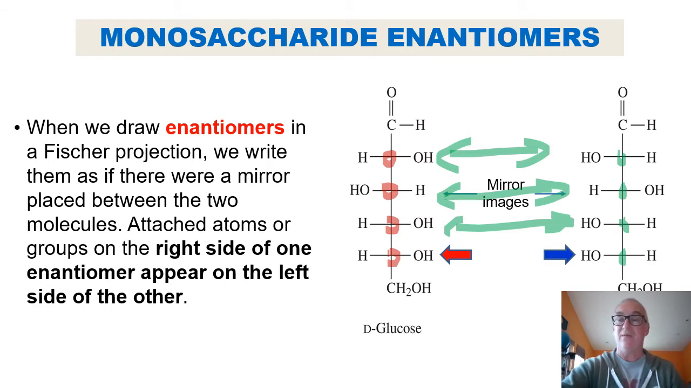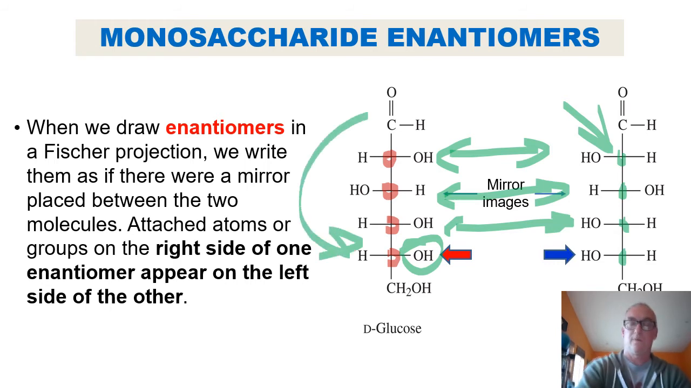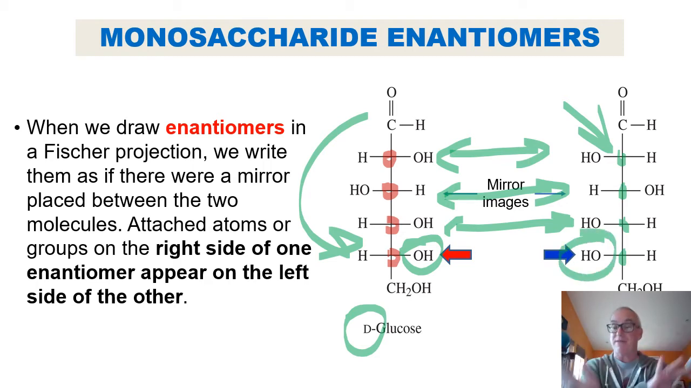If any one of those other groups is flipped over, they're not enantiomers anymore. They become something different. We call them diastereomers. So we have the hydroxyl group furthest away on the right side, that's D. And now the hydroxyl group is opposite to that, it's on the left side, that's L, glucose.